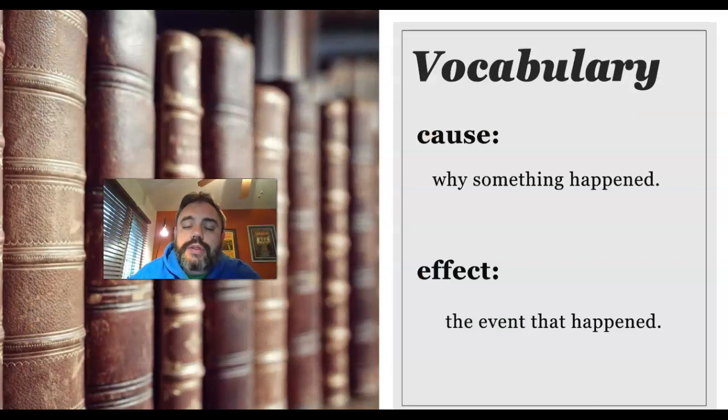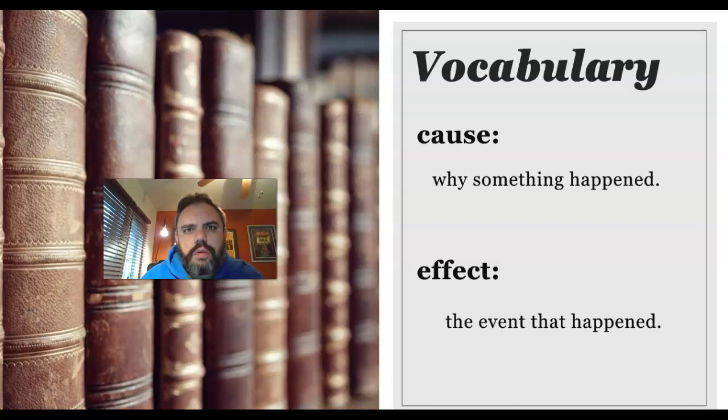First vocabulary word is really important for today's lesson, and that's the word cause. A cause is why something happened, it is the reason an event happened. Okay? The best friend of the word cause is effect. Effect is the event that happened. Right? So we want to make sure we have a really good grasp on these two vocabulary words before we move forward. Okay? Let's look at cause and effect within a text.